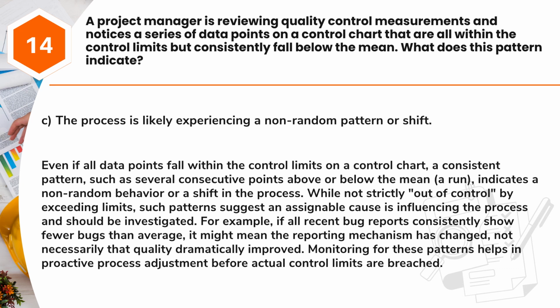For example, if all recent bug reports consistently show fewer bugs than average, it might mean the reporting mechanism has changed, not necessarily that quality dramatically improved. Monitoring for these patterns helps in proactive process adjustment before actual control limits are breached.